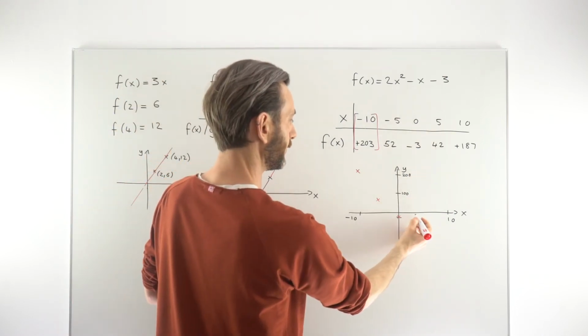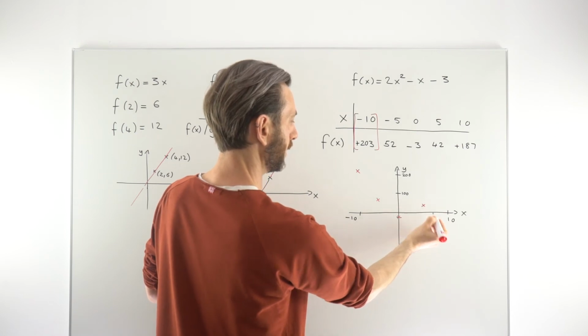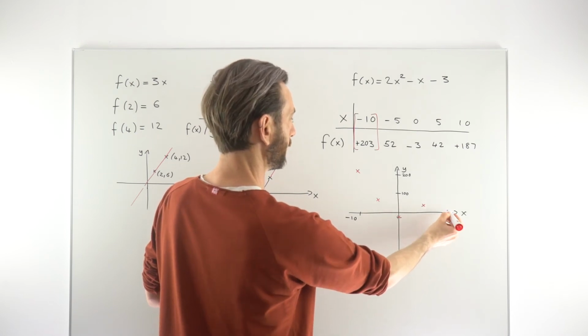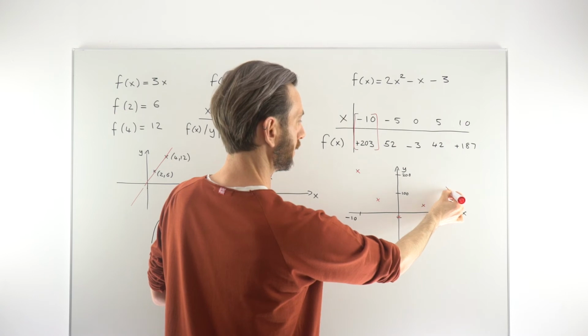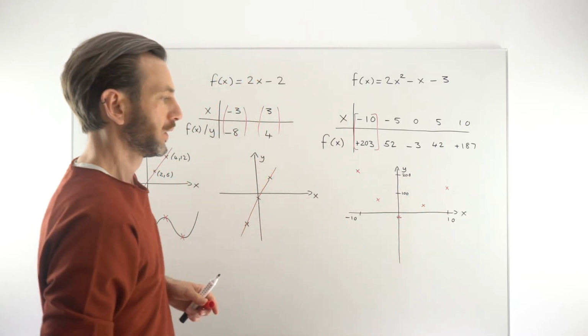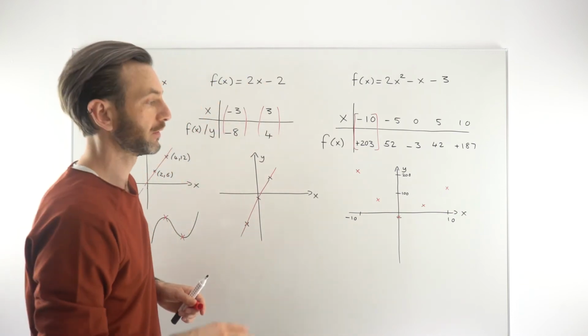5 and then 42, so 5 along, 42 is going to be somewhere in around there. And then 10, 187. So 187 is going to be over about there somewhere, okay? So I said a moment ago this is a turning point. I think actually just looking at the numbers now, that's not quite right.